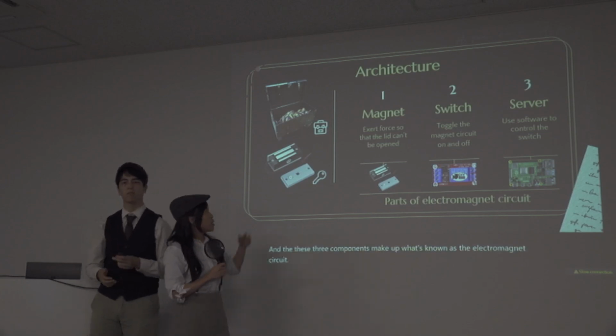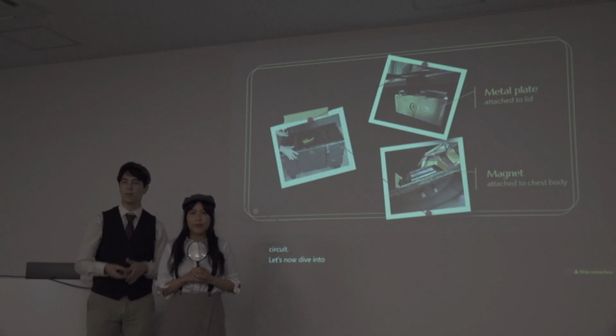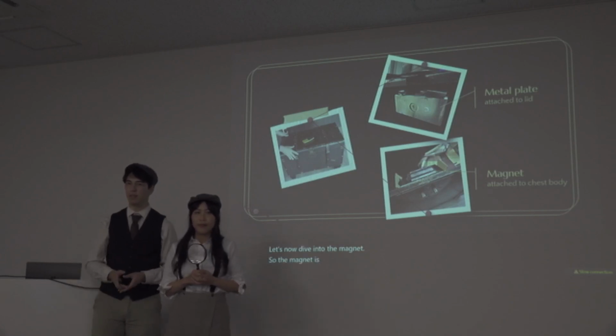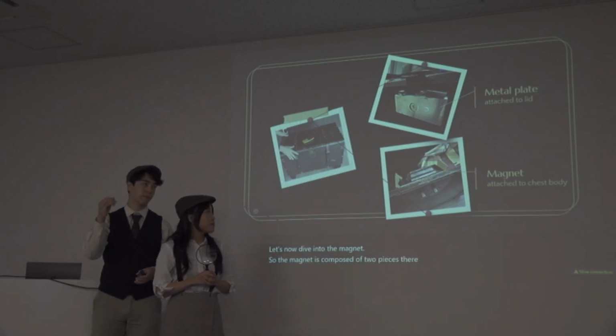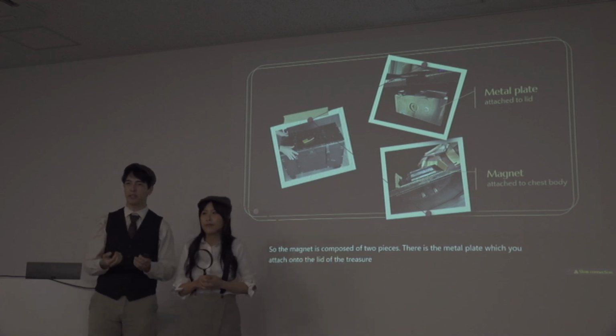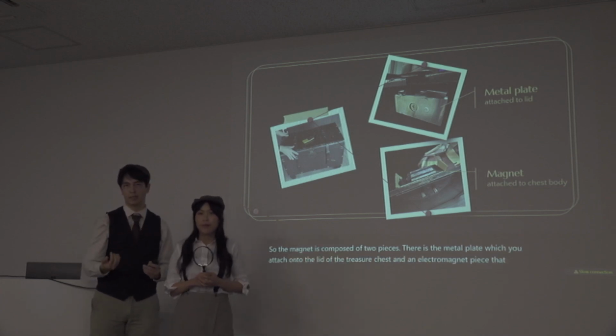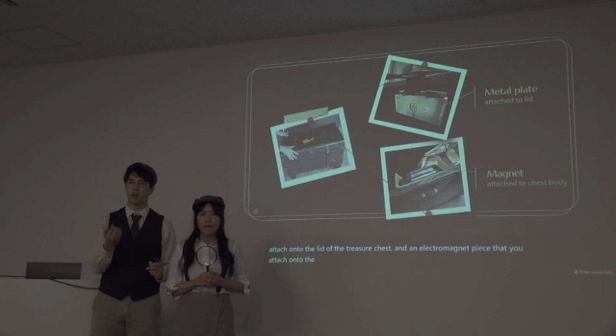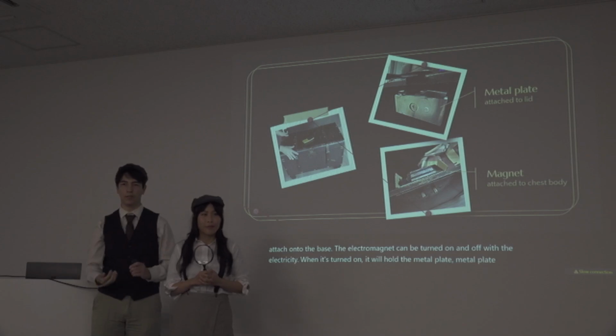Let's now dive into the magnet. So the magnet is composed of 2 pieces. There is the metal plate, which you attach onto the lid of the treasure chest, and an electromagnet piece that you attach onto the base. The electromagnet can be turned on and off with electricity. When it's turned on, it'll hold the metal plate tight, making it so you cannot open the chest.